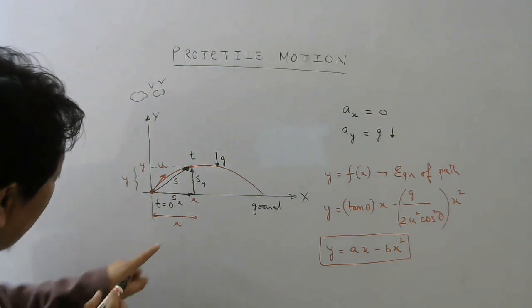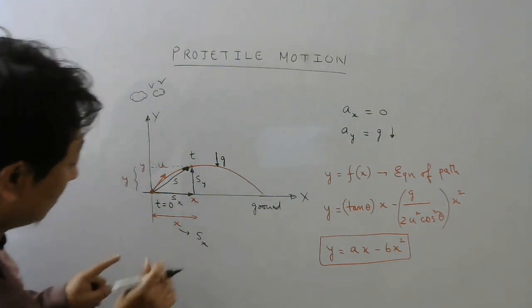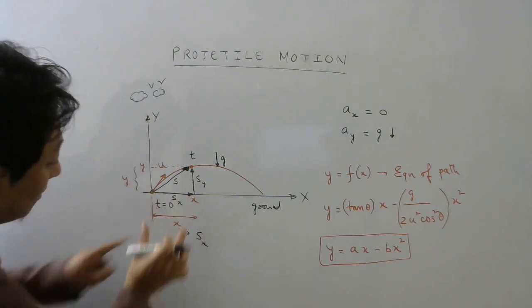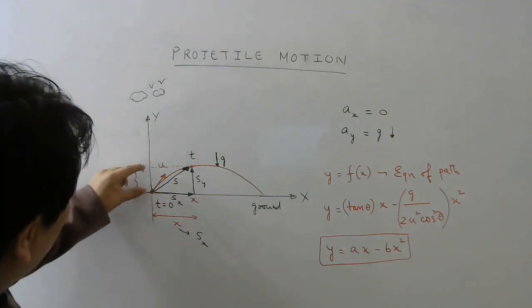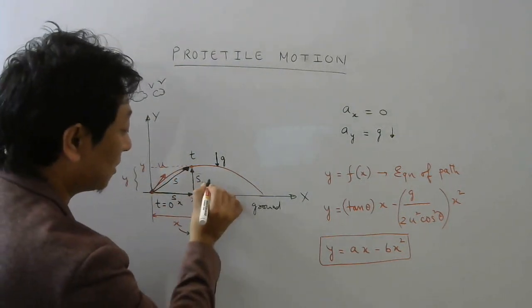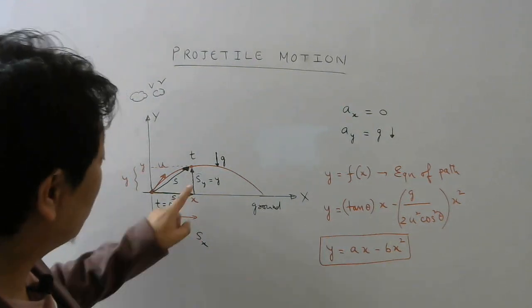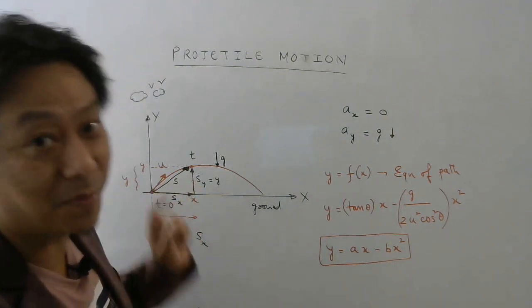So if you observe carefully, this x is nothing but displacement along x, isn't it? See, this x and this sx are matching. Similarly, this y coordinate and sy are matching. So this represents the y coordinate of the particle, which is also the y component of displacement.